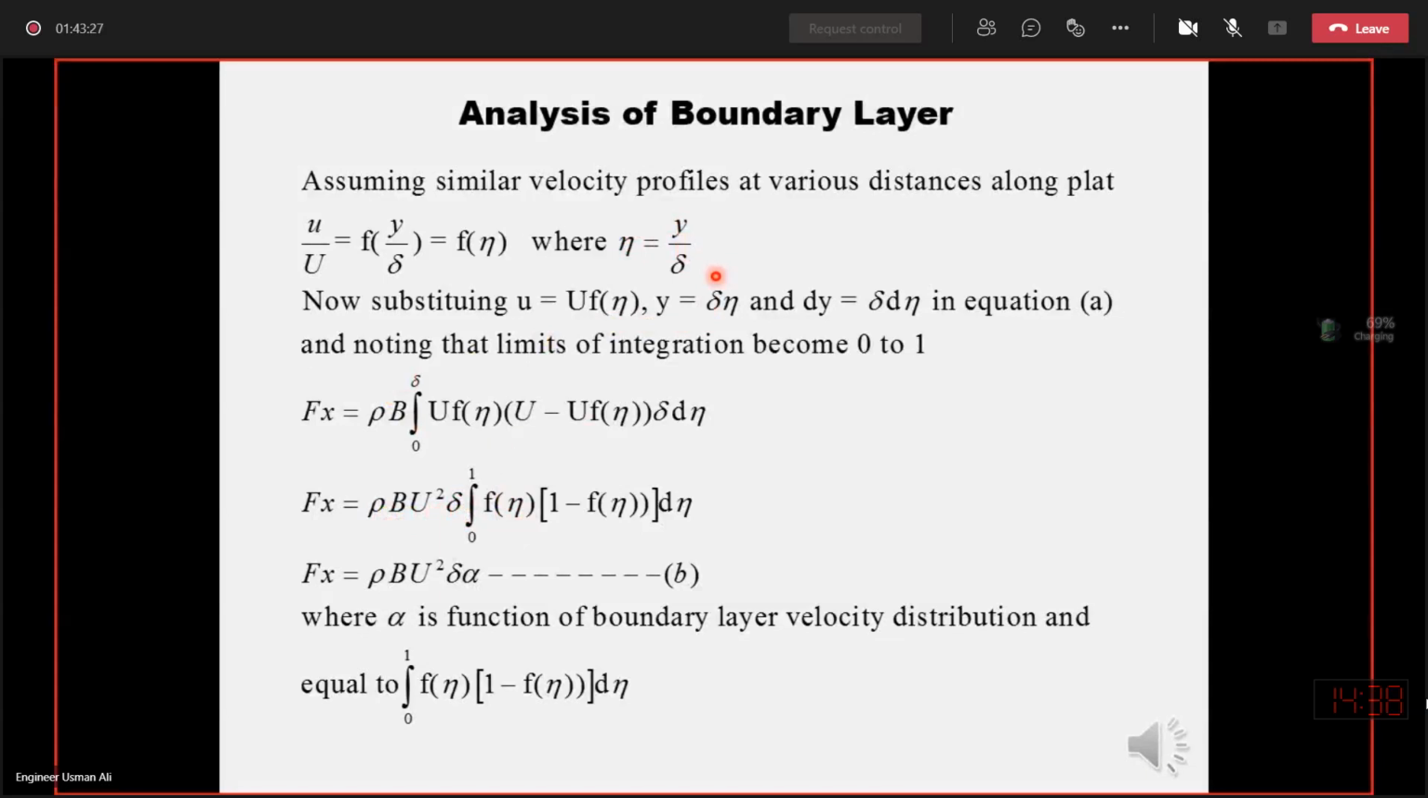So we'll have function of eta, 1 minus function of eta, into d eta. Now this term inside the limits, inside the integration, is replaced with alpha, where alpha is a function of the boundary layer velocity distribution, and it is equal to the integral from 0 to 1 of function of eta, 1 minus function of eta, into d eta. So this whole term is replaced with the term alpha, which is a function of the boundary layer velocity distribution.